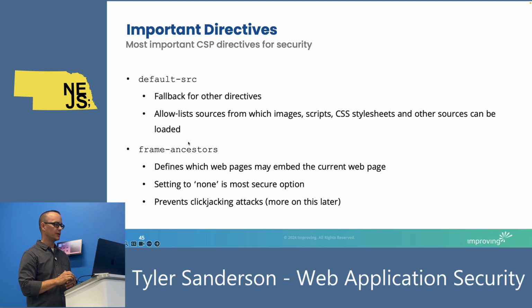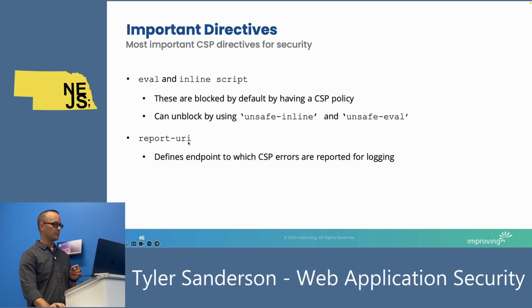Eval and inline script. So just by using a content security policy, it's going to prevent the use of inline scripts and the use of the eval function unless you opt into it. That's because these can be used for cross-site scripting. That's what I showed in that demo for cross-site scripting. That was an inline script attack. I was inserting a script into the document there. So just by not opting into unsafe inline, I could prevent that.